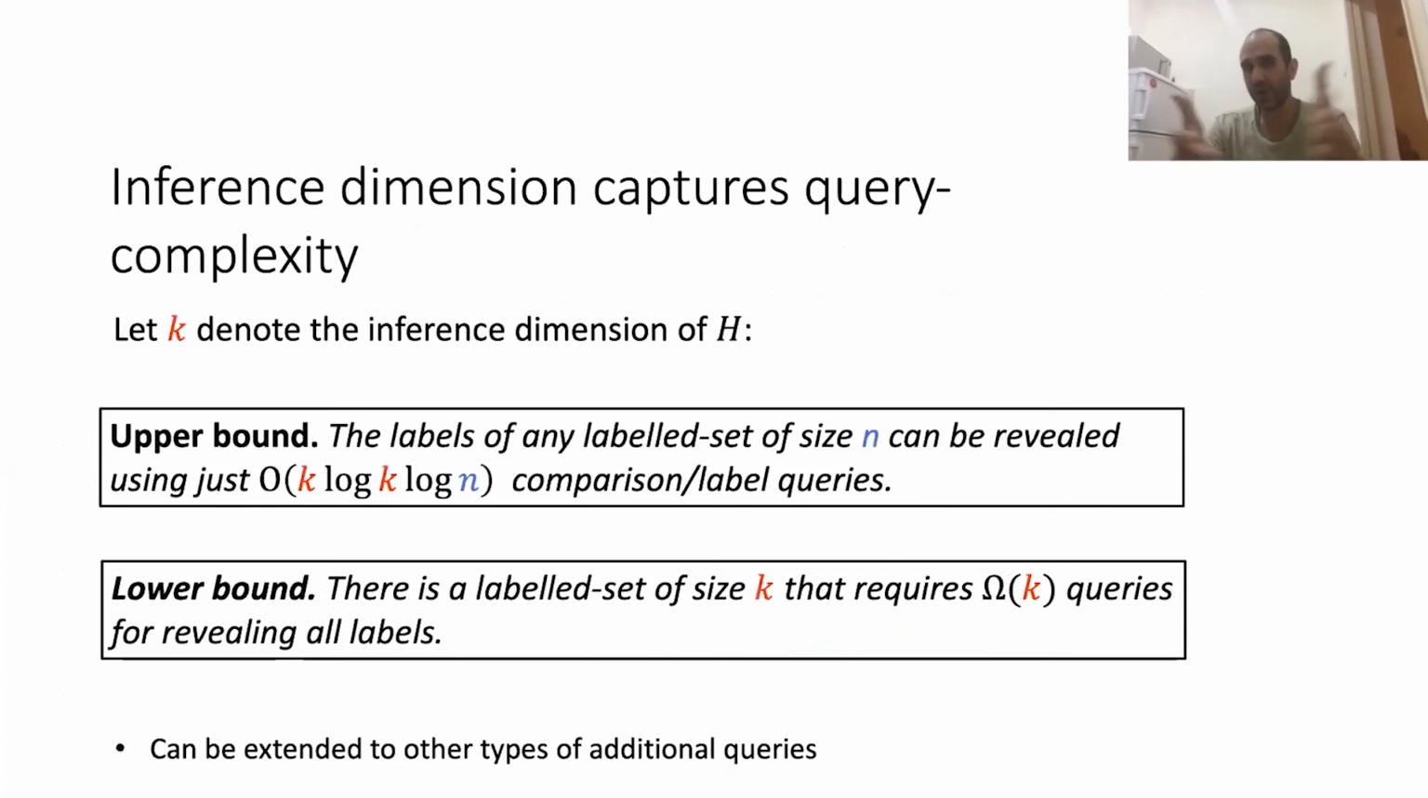And that's it. And then we give these general upper and lower bounds, and I think the lower bound, by the way, can probably be strengthened. But the upper bound, anyways, tells you that whenever you have a labeled set of size n, there is an algorithm that uses just order of k log k times log n comparison and label queries. And the lower bound tells you that if the inference dimension is at least k, then you need at least omega k queries. So this is basically the combinatorial parameter, this inference dimension.